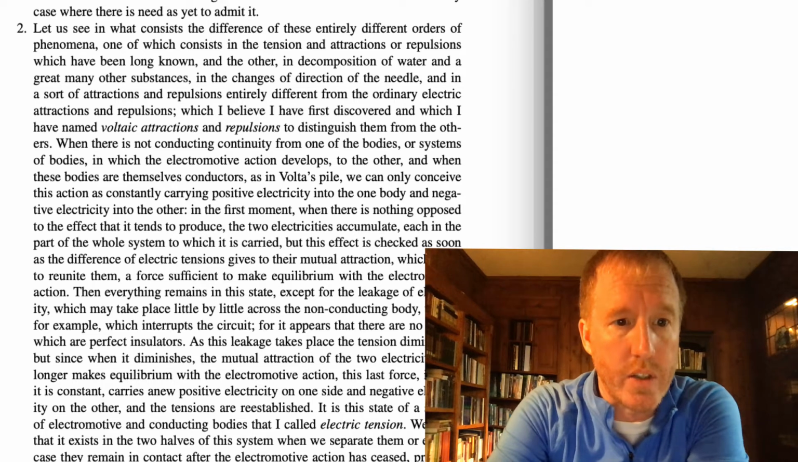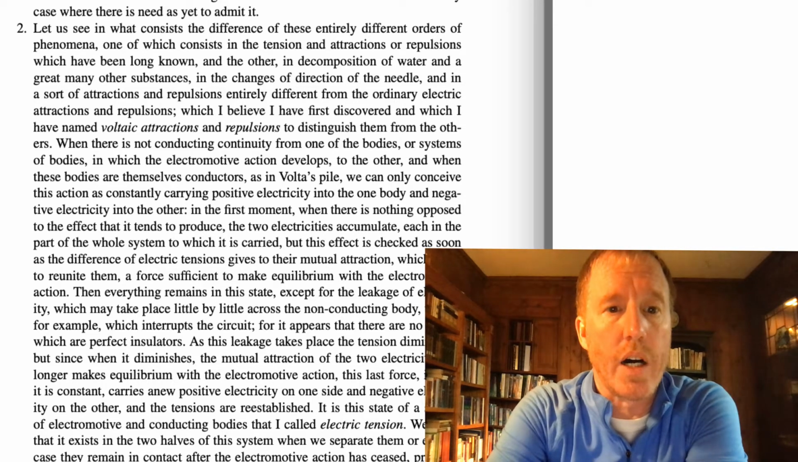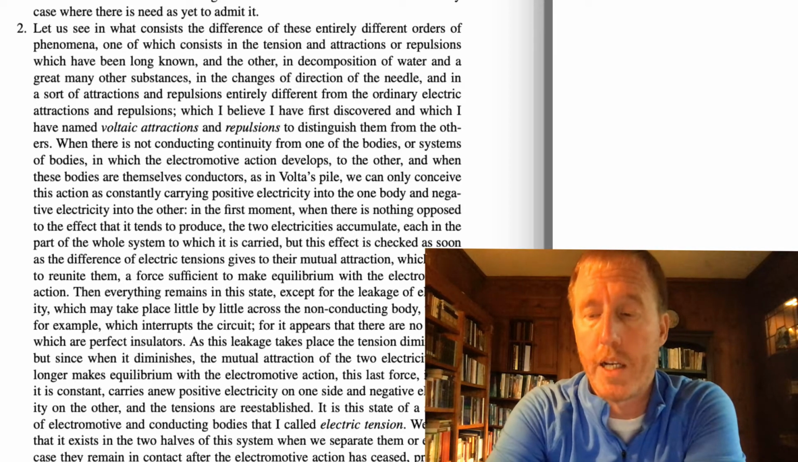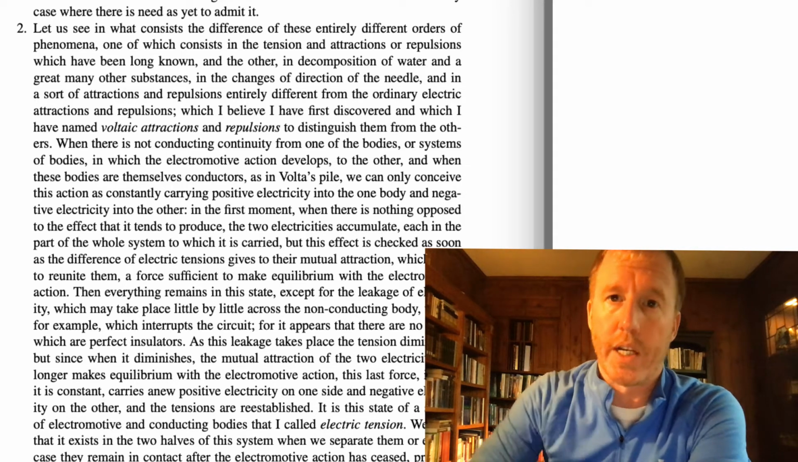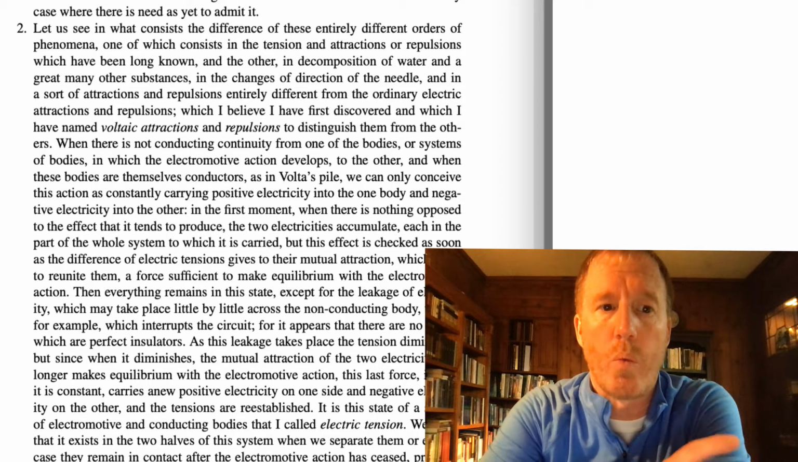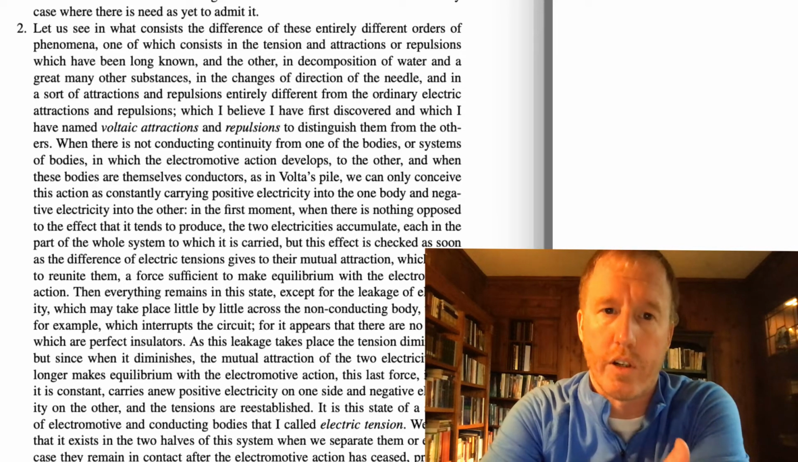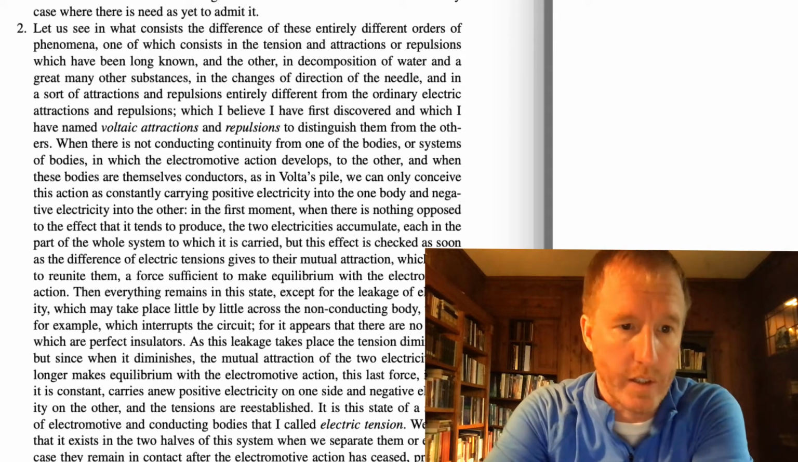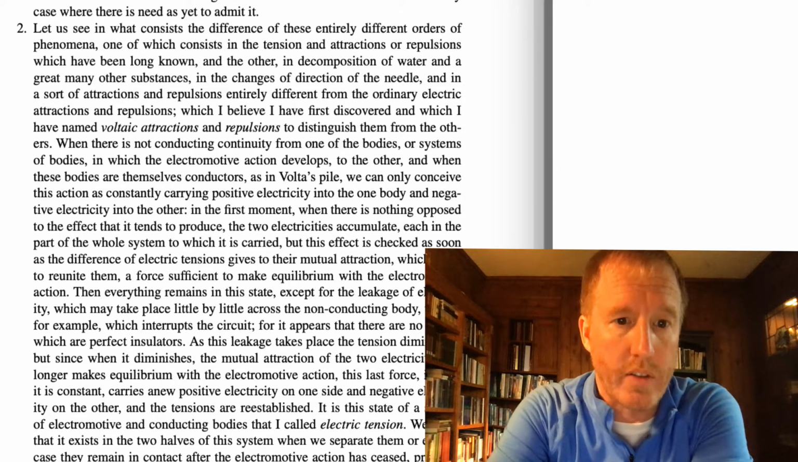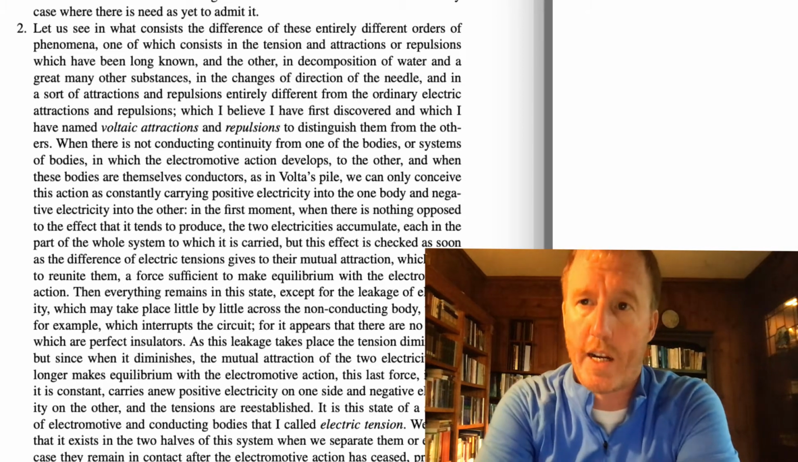And then he also mentions that it is manifested by the attraction and repulsion of current-carrying wires. This is what he's going to be talking about in the next couple of pages. This is a famous experiment that he carried out, which he'll be talking about shortly. Now he's going to talk about what the state of electric current consists of and how you generate electric tension. He says, "I believe I first discovered this," the attraction and repulsion of current-carrying wires, "which I've named voltaic attractions and repulsions to distinguish them from the other types of attractions and repulsions."